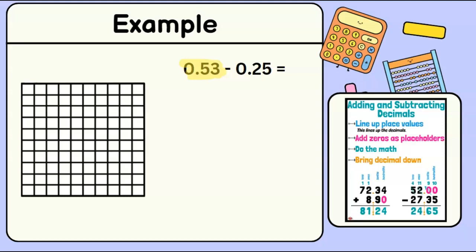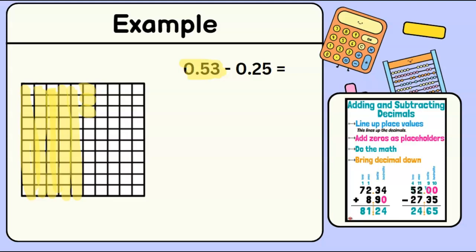So I have 5 in my tenths place. That means that I want 5 columns. 2, 3, 4, 5. All right. Then I'm going to color in my single squares, which is 3, my hundredths, 1, 2, 3. So now my area model represents 0.53.